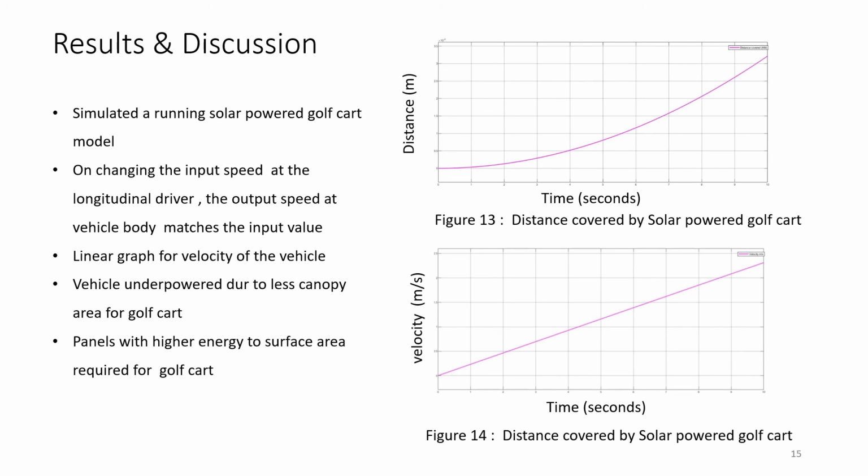We can see from figure 13 and figure 14, which show the relationship between distance and time and between velocity and time of the solar powered golf cart, that both are linear in nature.